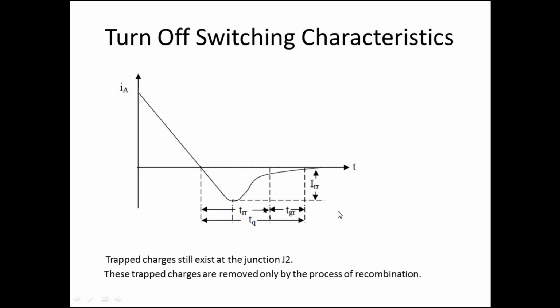So this total time period is called the turn off time, TQ. TRR is the reverse recovery period and TGR is the gate recovery period, and the total time period is TQ equal to TRR plus TGR. And this peak current, the maximum current, is called the reverse recovery current. So with this we can wind up the session. Thank you.